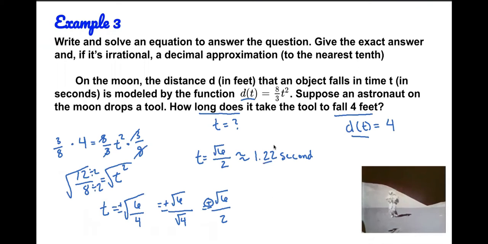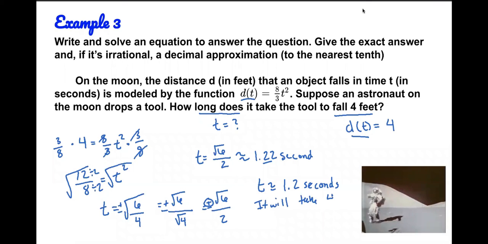1.22, rounded to the nearest tenth. Notice that 2 is less than 5, so we're going to leave it as t approximately 1.2 seconds. So how long does a tool take to fall 4 feet on the moon? It would take 1.2 seconds for the tool to fall 4 feet on the moon.